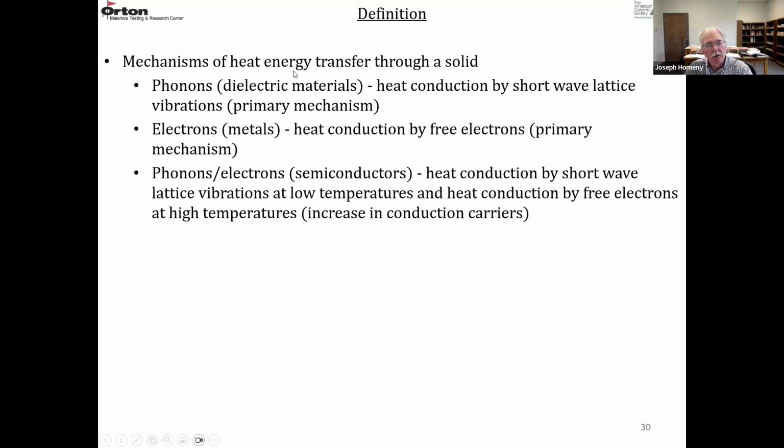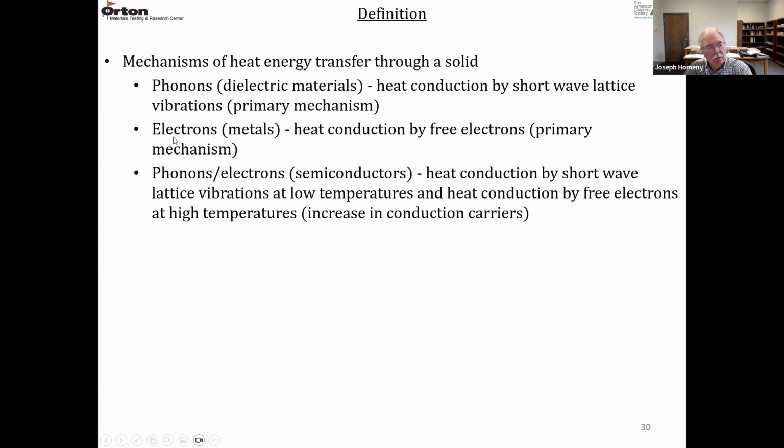I mentioned the mechanisms for heat transfer through a solid by either phonons or photons. I mean, I mentioned phonons, and we'll also add to that electrons. So heat transfer through an opaque solid, dielectric materials, those are ceramics, refractories, they're insulators, they're not electrically conductive in general. So phonons are the main mechanism for heat transfer. These are short wave lattice vibrations. That's the primary mechanism in a refractory material.